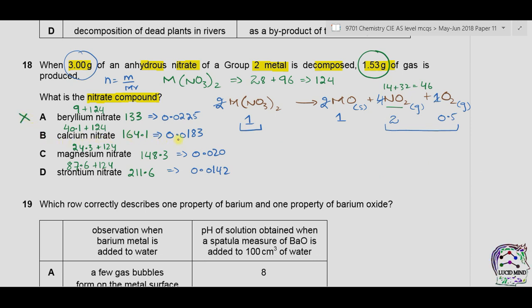Let's do the same for calcium nitrate. We have 0.0183 moles. So for NO2 it will be doubled, which equals 0.0366 moles. Now converting it to mass, mass equals moles into Mr.